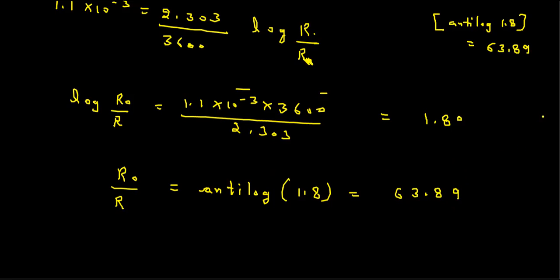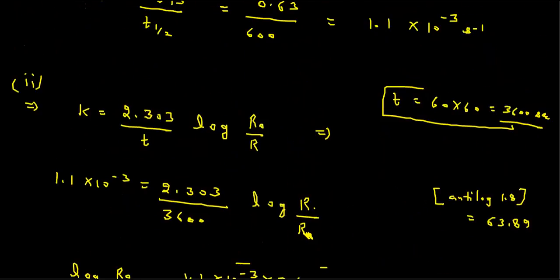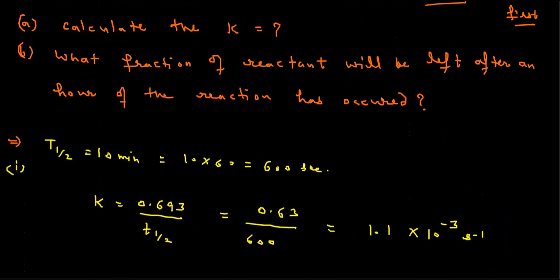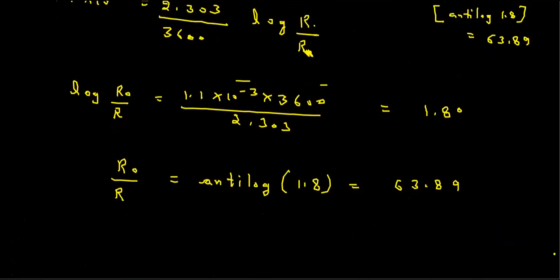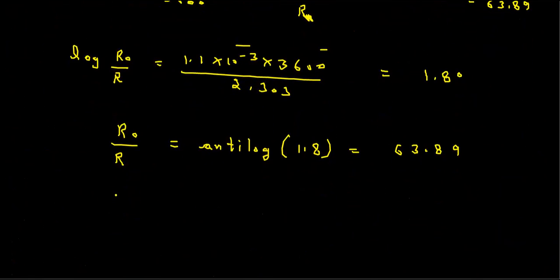But actually in the question they were asking the opposite: the fraction of reactant that will be left after an hour of the reaction. What fraction of reactant will be left? So firstly we have R naught, the initial, and then R. So can you take the reciprocal of that?